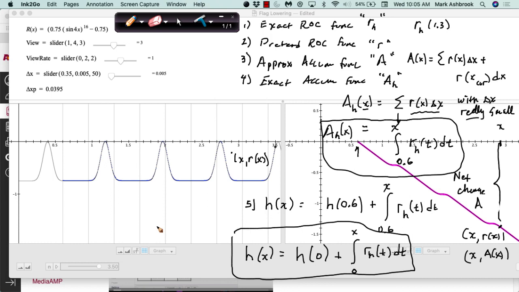I didn't write what 5 was. What is 5? 5 is exact. So this should have been exact what? Net accumulation. That's our a sub h function, meaning amount of change since a certain point. And then 5 is exact total accumulation.